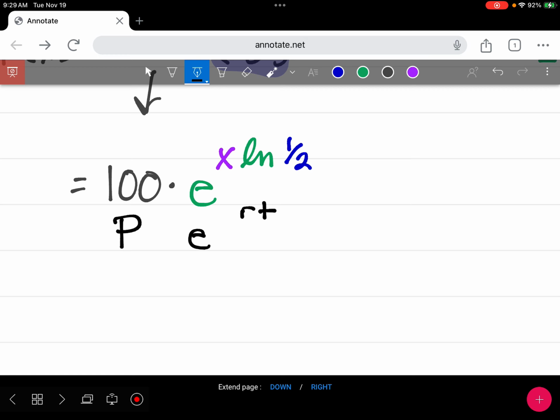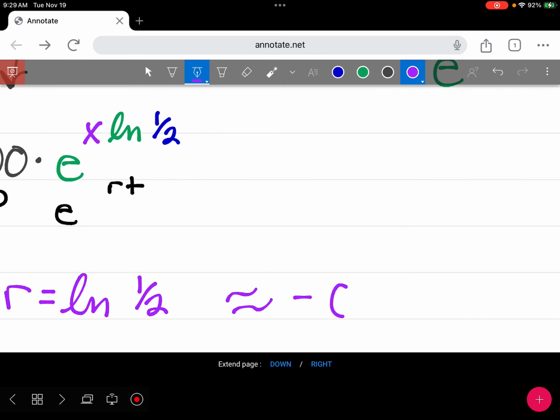So what is our rate on this one? Our natural log of 1/2, which is about what as a decimal? Negative 0.693. So it is decaying at a rate of 0.693.